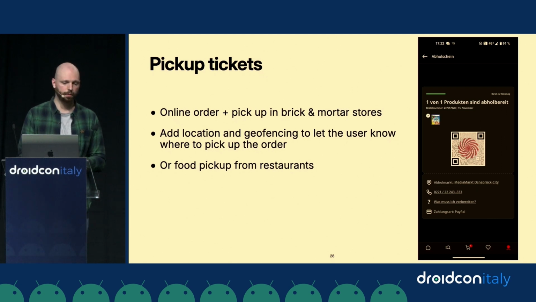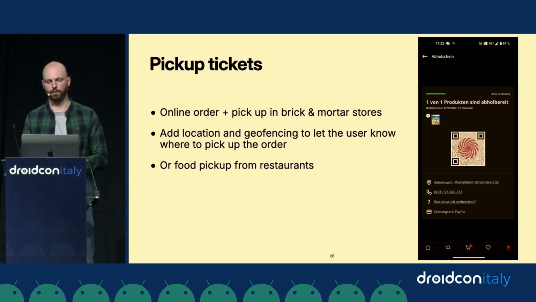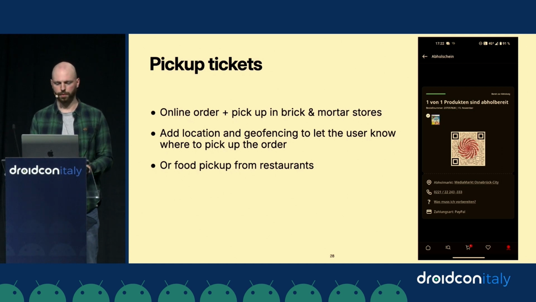And again, here we can add the location with geofencing features to also let the user know where to pick it up. I'm guessing you already know where you want to pick it up, but just in case we can add it too. And we can also do it for food pickups or pretty much any other pickup there is.